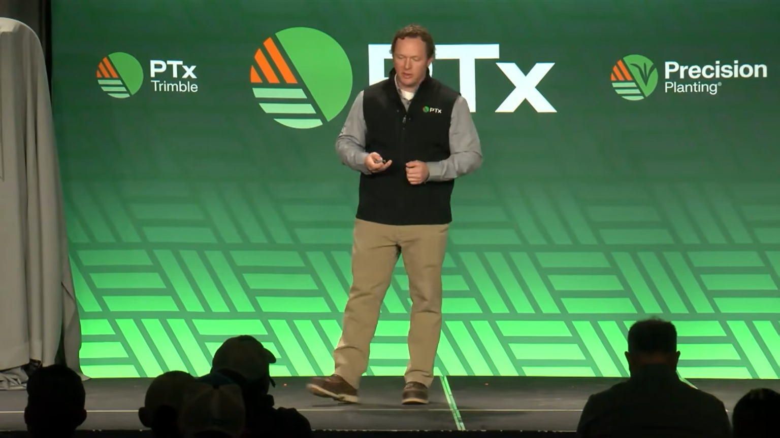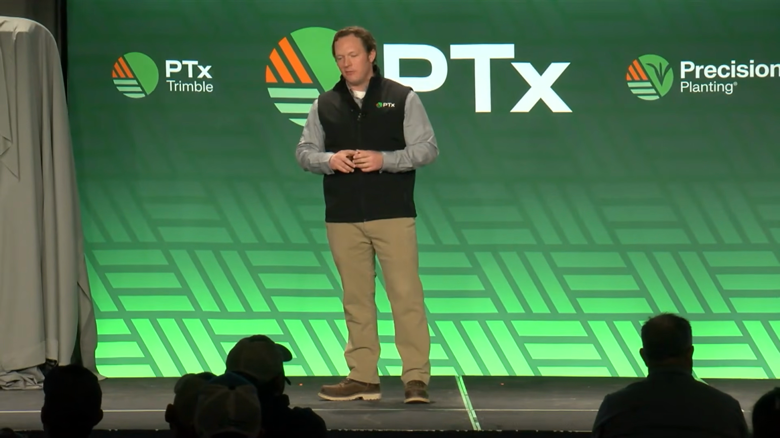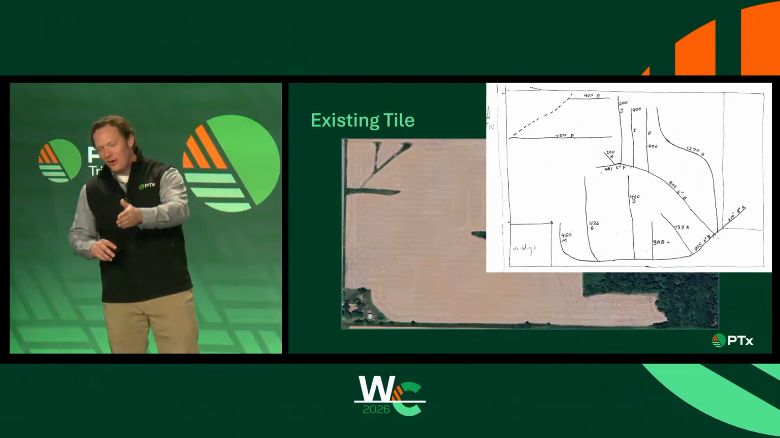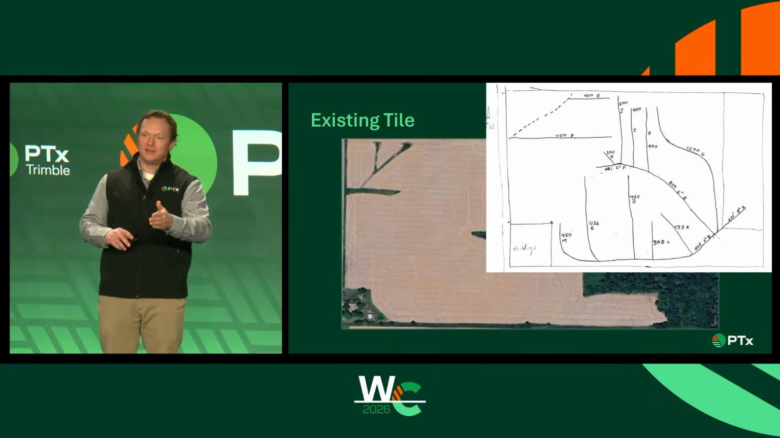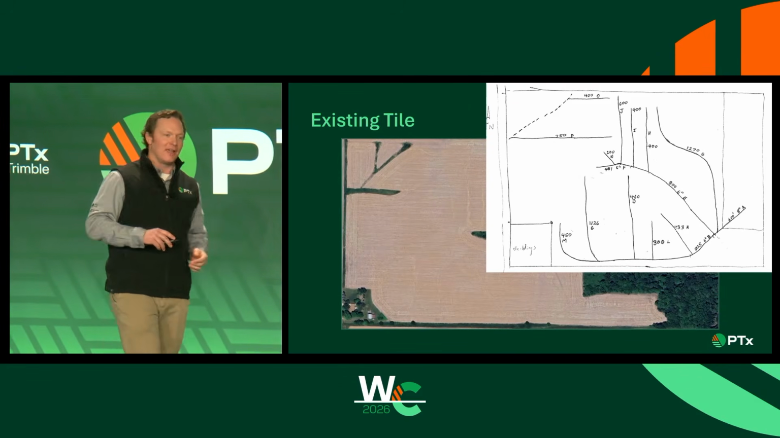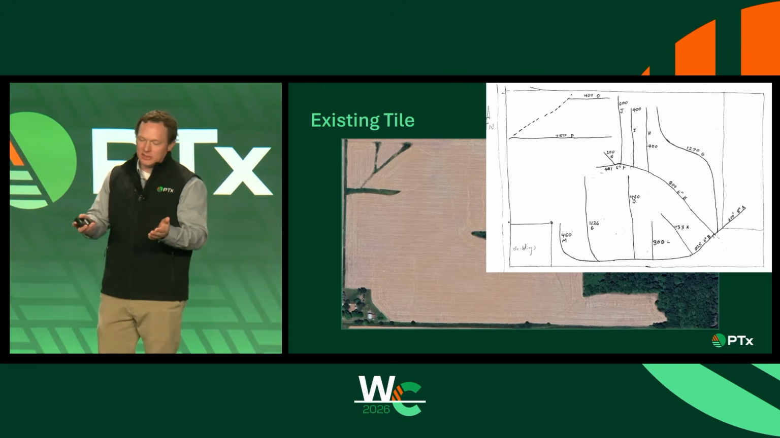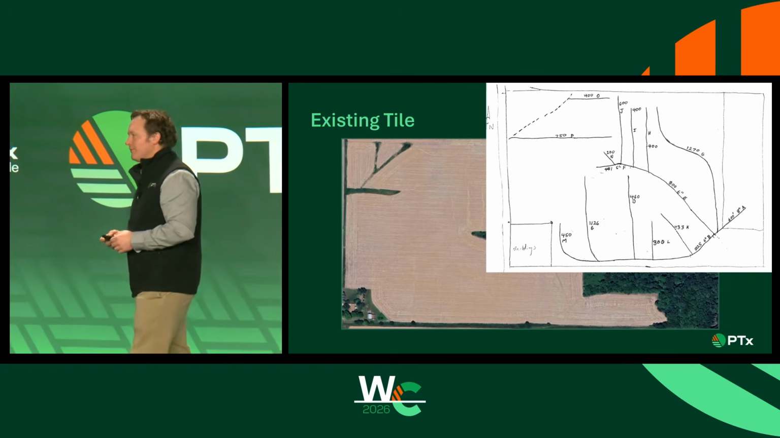I actually started with a call to the previous tenant, and he was generous with some information, and he provided me a hand-drawn tile map. But I don't know, guys, how many of you have ever tried to actually find tile based on a hand-drawn tile map? I mean, it's almost worthless. The beauty is you do know that there's tile there, so you can at least prove that to yourself, but nobody draws anything to scale. And so this is a start, but it's just a start. There's still some work that needs to be done.